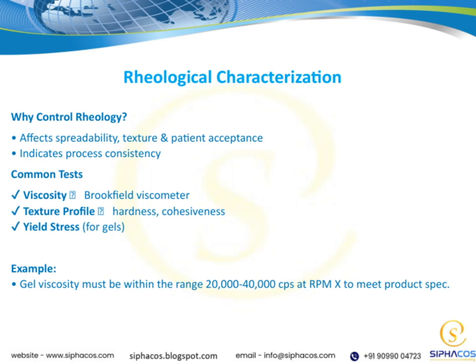For example, in gel formulations, viscosity needs to fall within a specific range, say, between 20,000 and 40,000 centipoise at a certain RPM, to meet product specifications. This kind of control ensures the product performs as intended and maintains quality throughout its shelf life. So, understanding and managing rheological properties is a key part of product development and quality assurance.